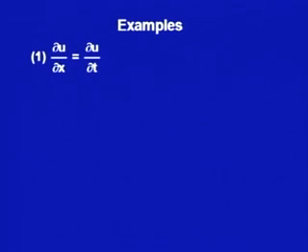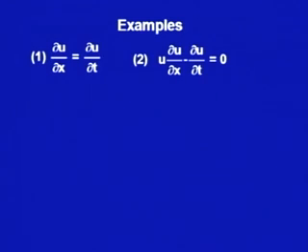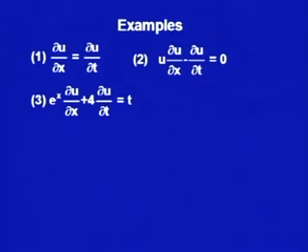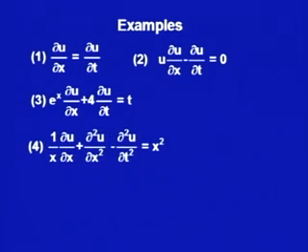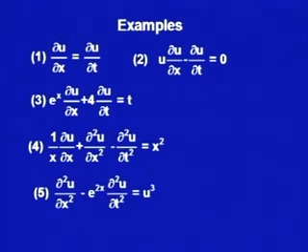Say, del u by del x is equal to del u by del t; u times del u by del x minus del u by del t is equal to 0; e to the power x times del u by del x plus 4 times del u by del t is equal to t; 1 upon x del u by del x plus del 2 u by del x 2 minus del 2 u by del t 2 is equal to x square; del 2 u over del x 2 minus e to the power 2 x del 2 u by del t 2 is equal to u cube.